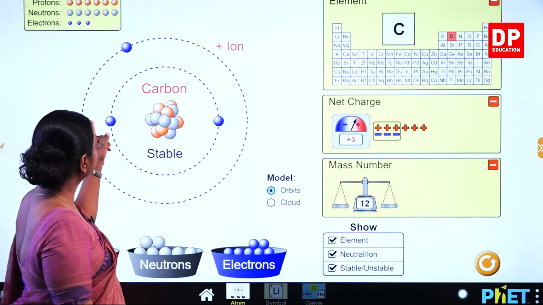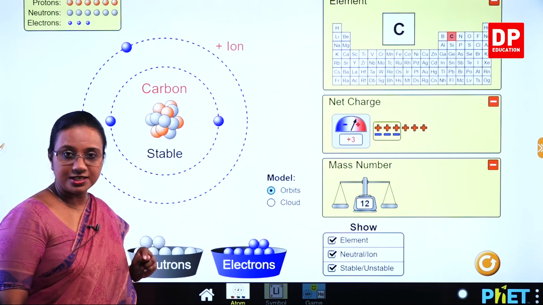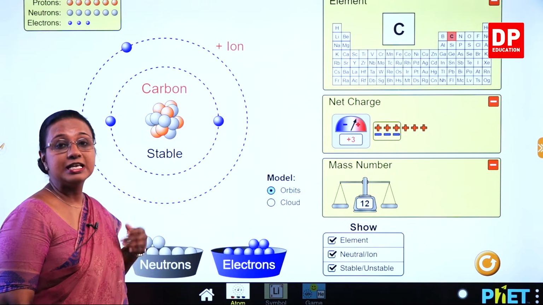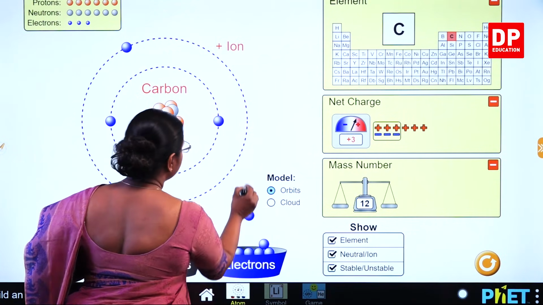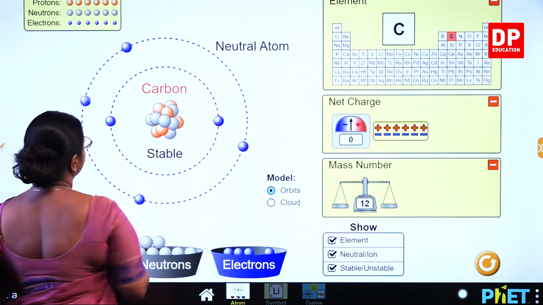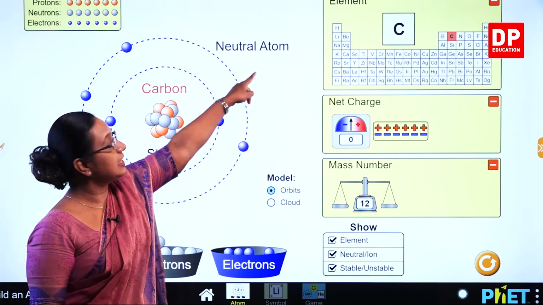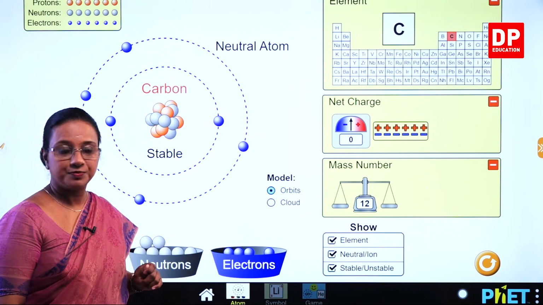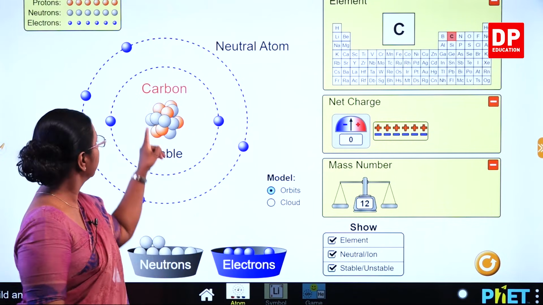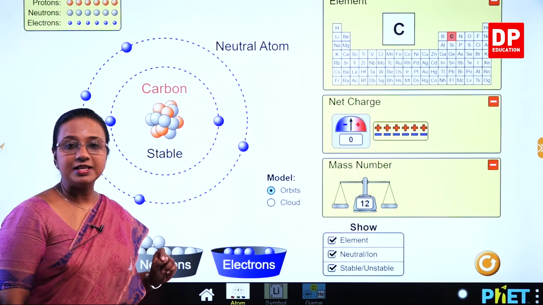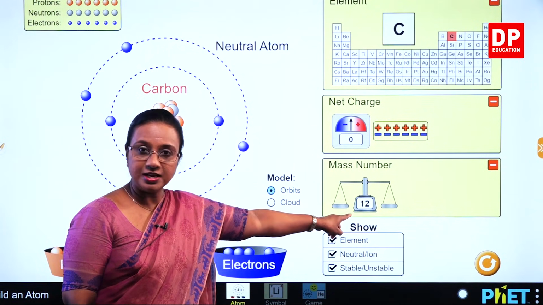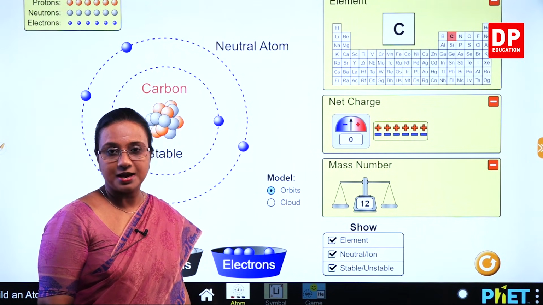As I said, there can only be 2 electrons in the first energy level. Therefore, the third electron goes to the second energy level. So, I will add 4 more electrons. So, now you can see the atom is neutral. There are 1, 2, 3, 4, 5, 6 electrons, 6 protons. So, that means the atomic number is 6 and 12 protons and neutrons together. So, the mass number is 12.